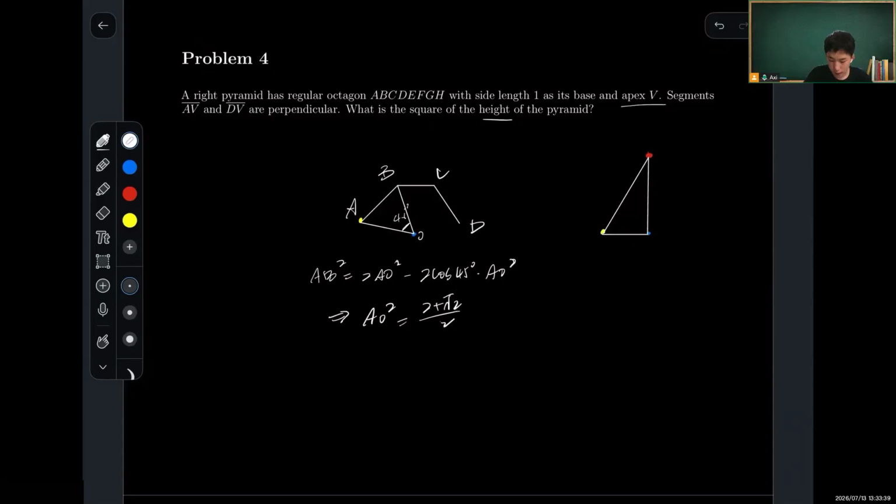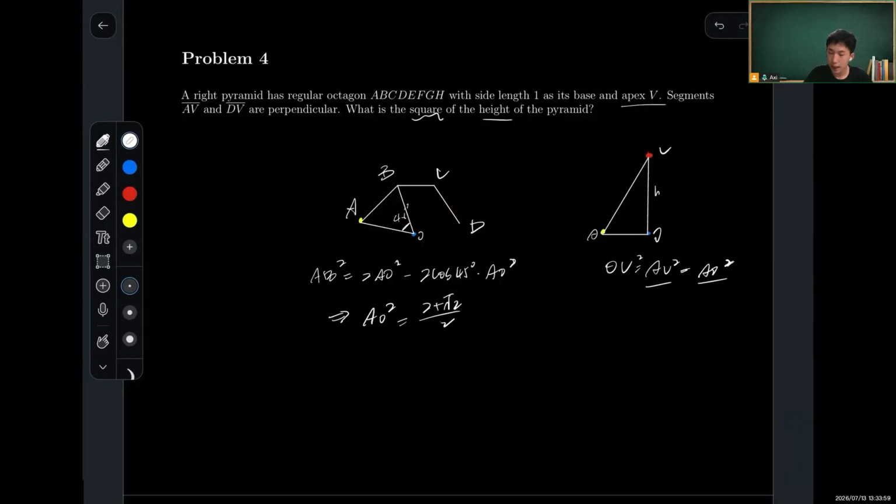By now, we only need the squared values because we're trying to find the square of the height. So the square of the height, OV, is simply equal to AV squared minus AO squared. So we only need these two lengths.